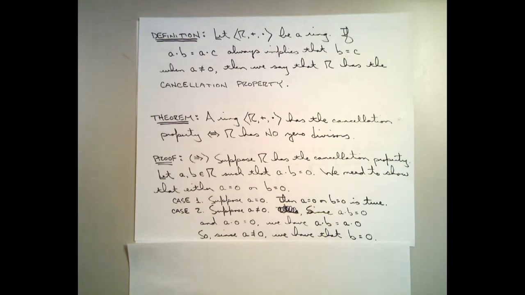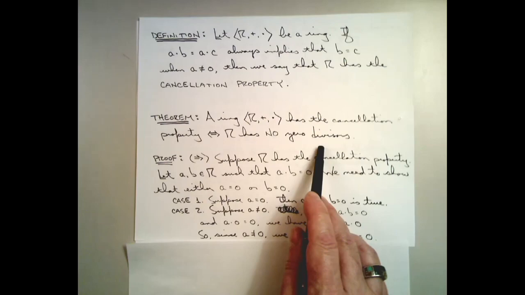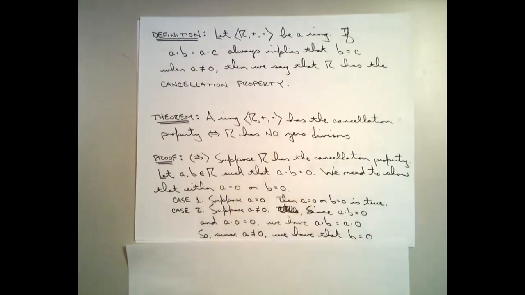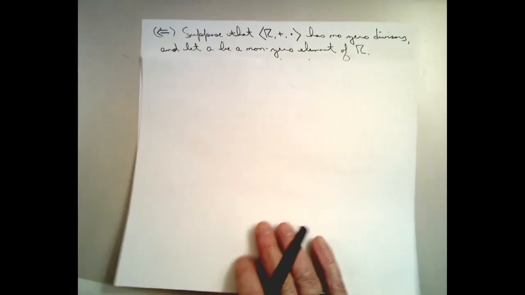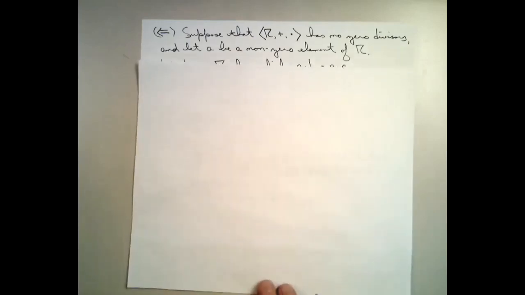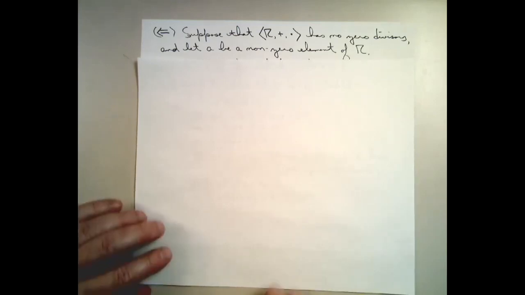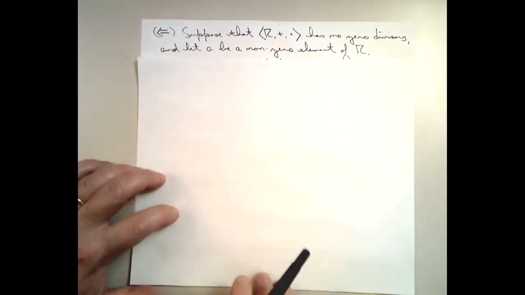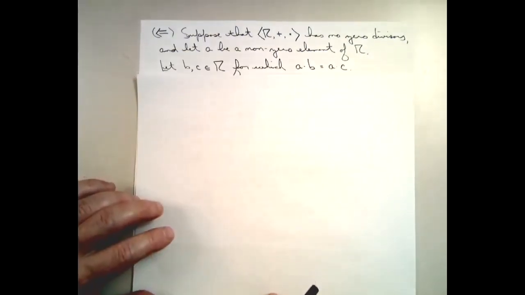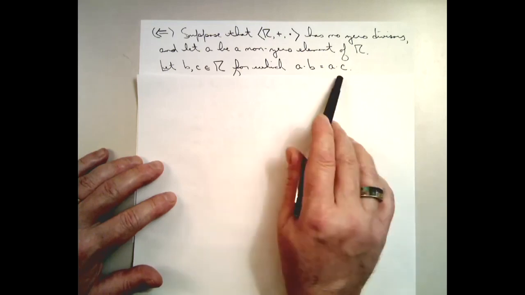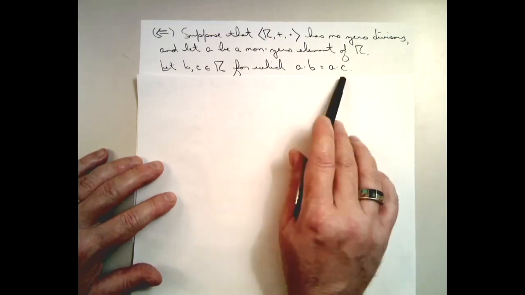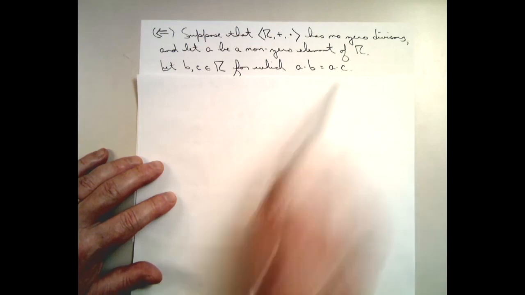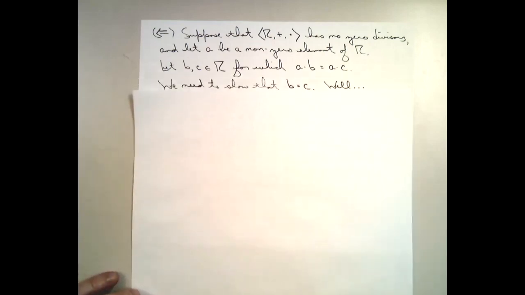Now let's go in the other direction. We're going to assume that R has no zero divisors and prove that our ring has to have the cancellation property. All right, so here we go. Suppose that R has no zero divisors. And if we're going to prove that R has the cancellation property, then we're going to have to start with a non-zero element A and find two elements B and C for which A times B is equal to A times C. So that's our setup. We want to prove now that B and C are the same element. That's what we are going to need to do in order to show that R has the cancellation property.